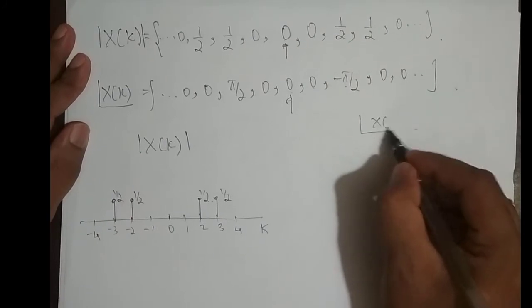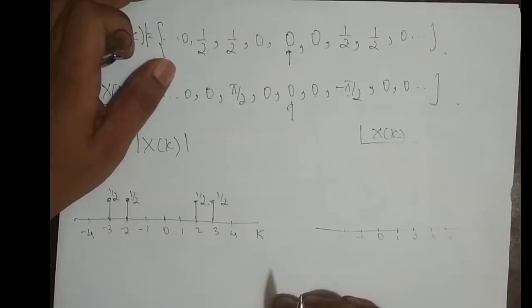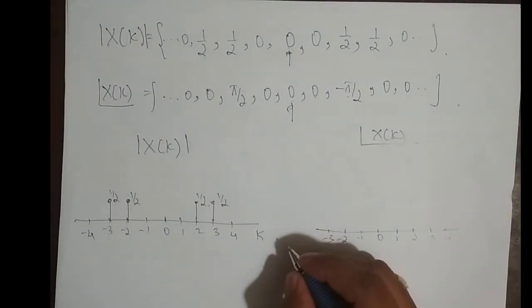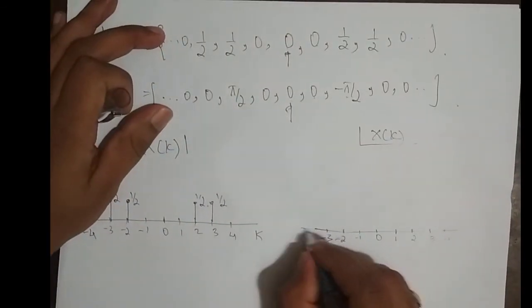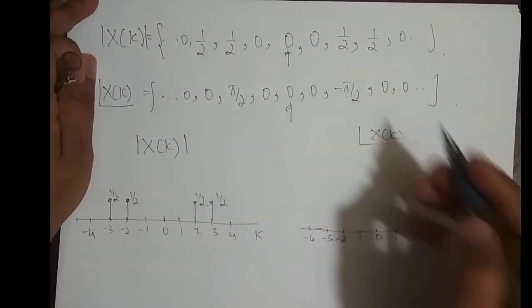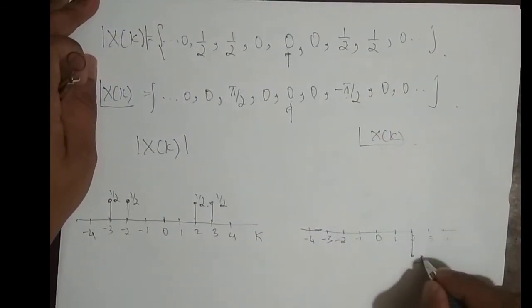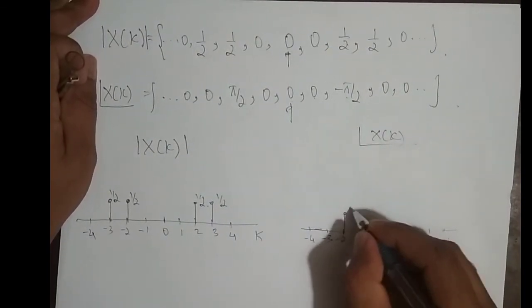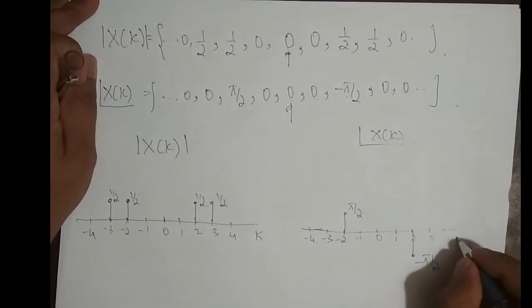So phase angle x of k, this is minus 2, this is minus 3, this is minus 4. So at 2 it is minus pi by 2, and at minus 2 it is pi by 2. This is k.